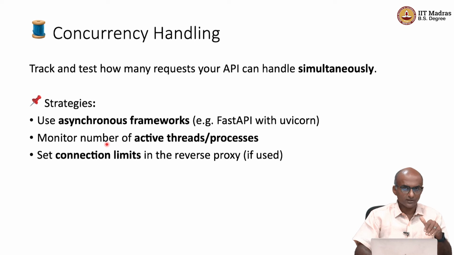So setting these connection limits in the reverse proxy, basically the load balancer, is the best approach. That way you can limit the extent of damage caused by too many concurrent connections on the entire system. You limit it to the load balancer stage itself.